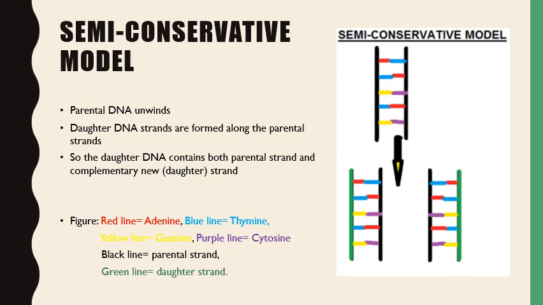So these parental strands act as template, and the daughter DNA strands are formed along these template strands. So the daughter molecules will contain a mixture of the new strand and the parental strand. So this is about the semi-conservative model of DNA replication. It's a very simple explanation that I can give for ease of understanding this concept.